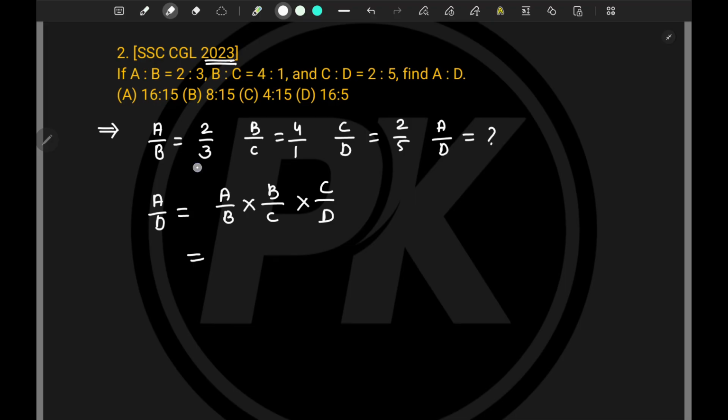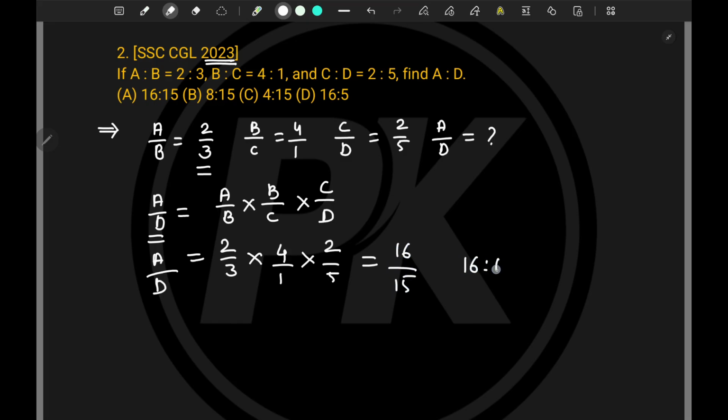But A by B is already given, which is 2 by 3. Then B by C is already given as 4 by 1, and C by D is already given as 2 by 5. And I want to find out A by D, which I am writing here. And hence, what will the answer be? Okay, the answer will be 16 by 15.